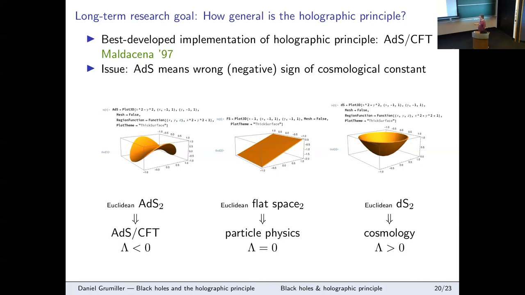Now, in particle physics, we don't care about anti de Sitter usually. We like flat space. So in particle physics, we want to set lambda equal to zero. So we have very simple planar geometries. And if we want to apply holography to our universe, then we need a positive cosmological constant. So we need de Sitter space. So this is what we can do, and this is what we would like to do.